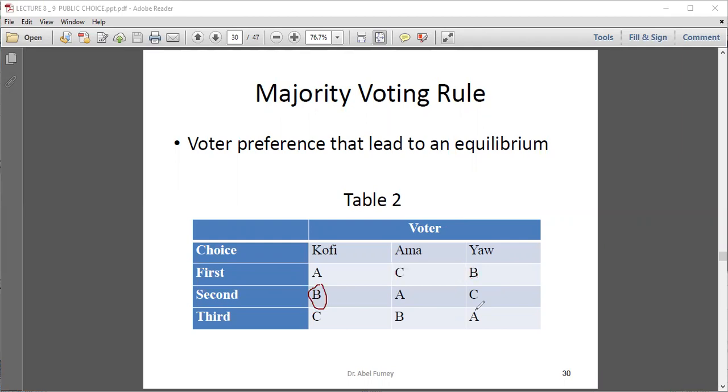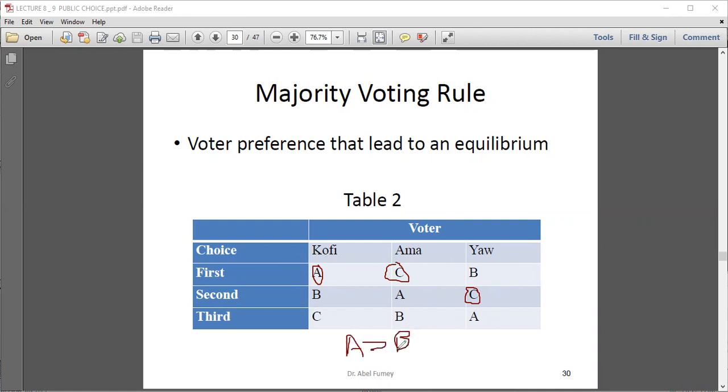What about A and then C? Between A and C, Kofi is going for A, Ama is going for C, and Yao is also going for what? Going for C. So what is happening here? You see that A was preferred to B.